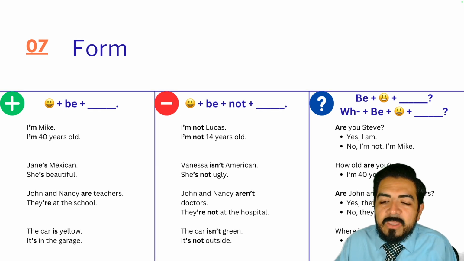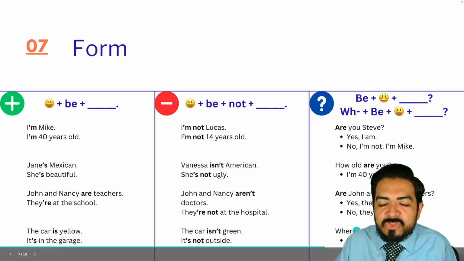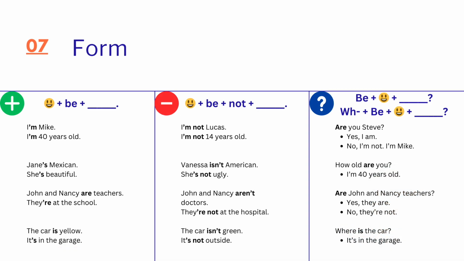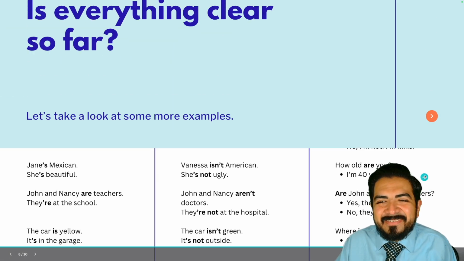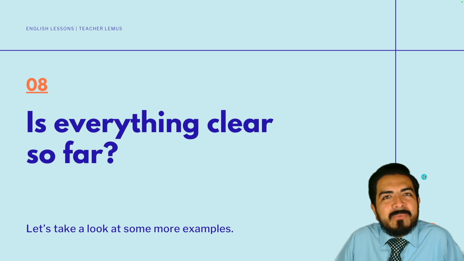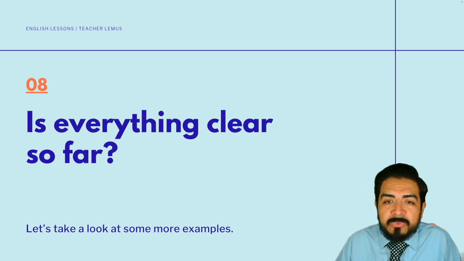Yeah? Where is the car? Another information question. Where, WH, is the verb be, the car is the subject. Where is the car? It's in the garage. You see? Easy peasy. So, how is everything so far? Is it clear? Let's take a look at some more examples.